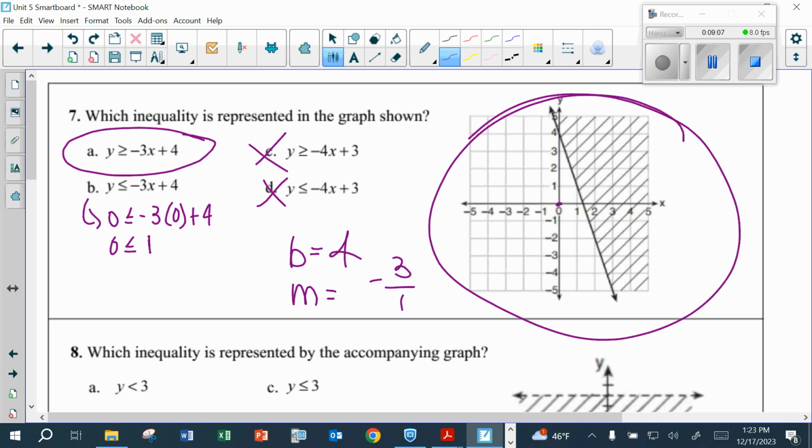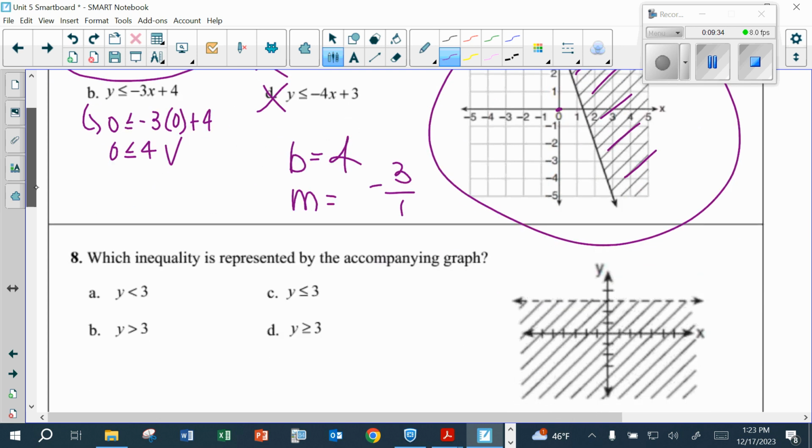So is 0 less than or equal to 4? It is, which means if this was the graph, we would have had to shade the other way. And because it works for this one, that can't be the answer. Now, if you plug 0, 0 in here, 0 is not greater than 4, which makes sense, because if 0 is not greater than 4, you don't shade where 0, 0 is, because it's not a solution.